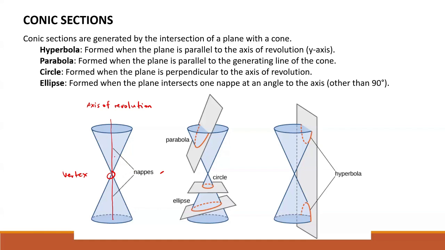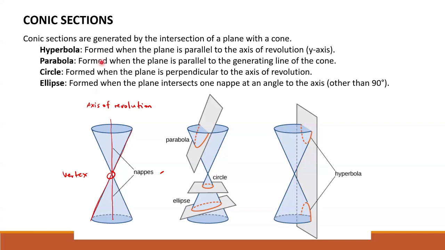So meron din tayong tinatawag na generating line. So ang generating line is itong part na to. 3D yan, class. Ginuguhitan ko na yan. Yan ang ating generating line. Okay, so we have four conic sections and depende yan sa pag-intersect ng plane sa ating cones.